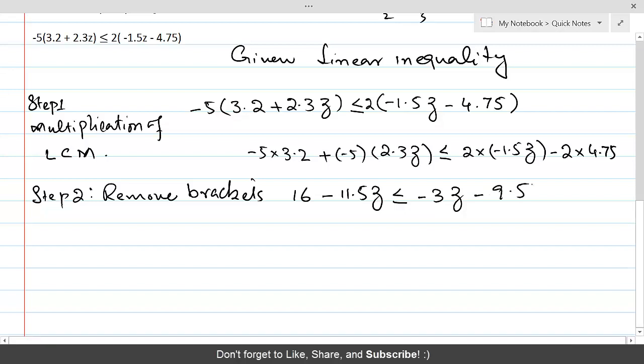So we have removed the brackets, and now in the next step we want to have variables or unknowns on one side and knowns on the other side. So step 3, known on one side and unknown on other side.